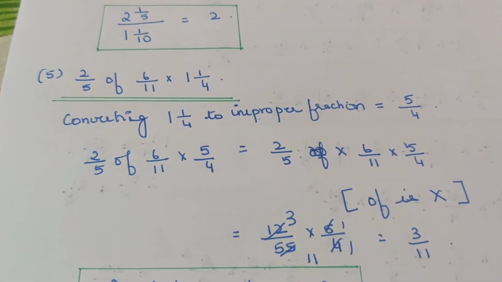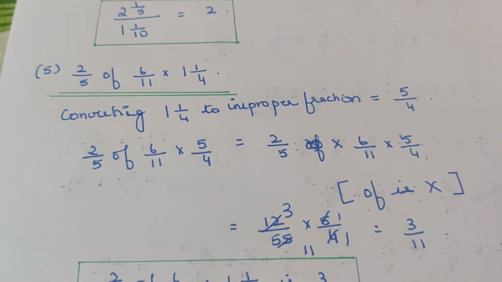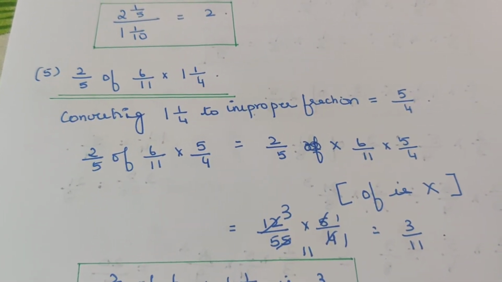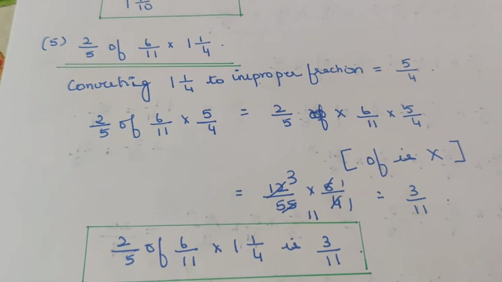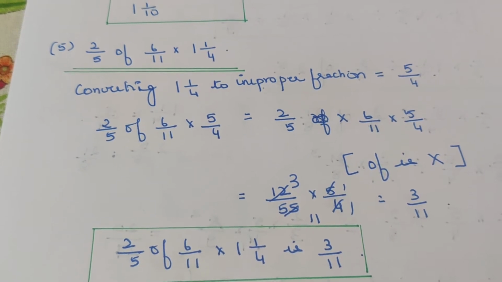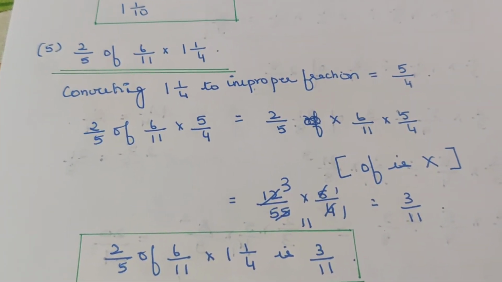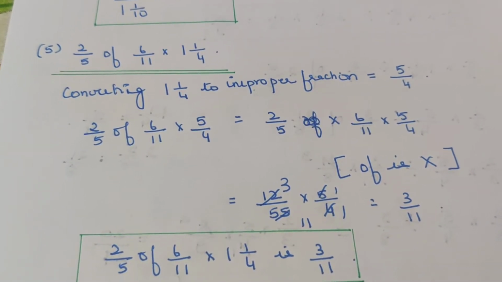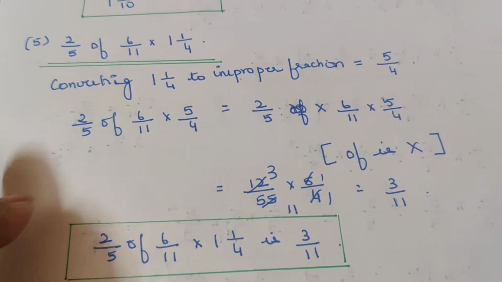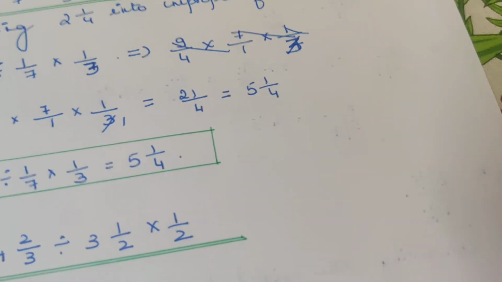Of is multiplication. So you get 12 by 55 into 5 by 4. That is equal to 3 by 11. Therefore 2 by 5 of 6 by 11 into 1 1 by 4 is equal to 3 by 11. Just pausing for a few seconds. Moving to the next sum.